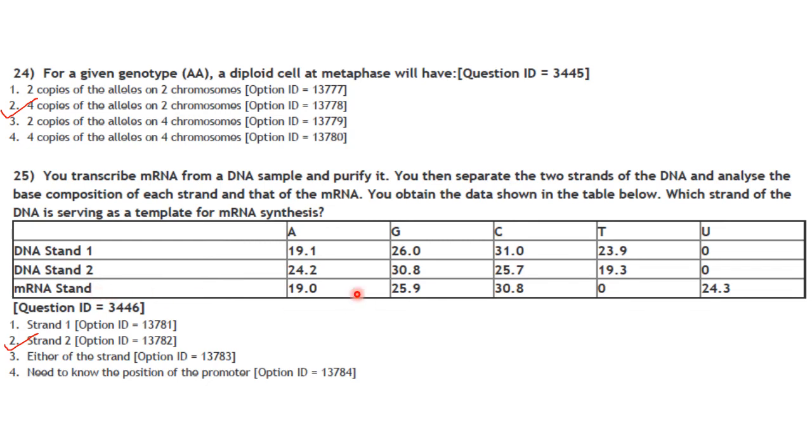So that is the sense strand, because sense strand and mRNA are the same except that T is replaced by U in mRNA. So that is the sense strand or coding strand or non-template strand. Now the template strand will be DNA strand 2. They have asked for the template strand, so that is strand 2. Answer is option 2.